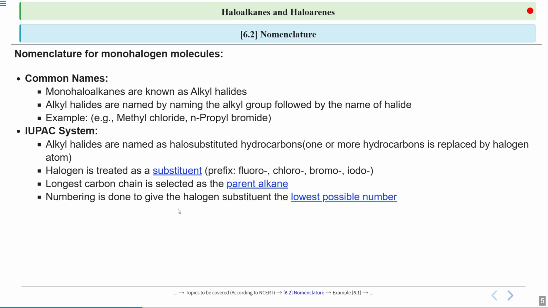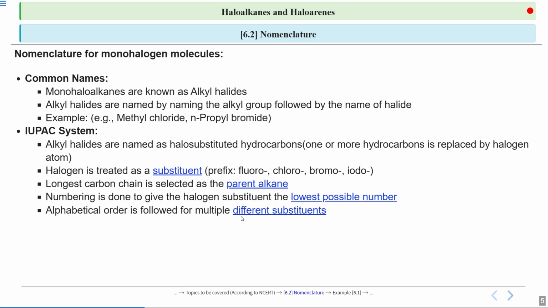Numbering is done to give the halogen substituent the lowest possible number. When you have selected the longest parent alkane, you have to start numbering. Numbering is done in such a way that the substituent, that is the halogen in our structure, has the lowest possible number. So you number the parent alkane so that the carbon at which the halogen is present has the lowest possible number.